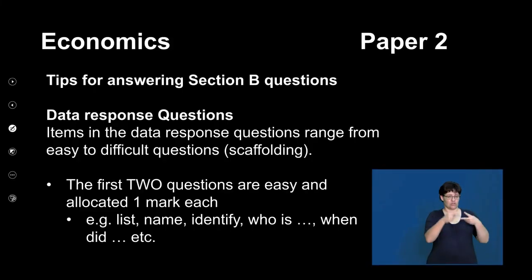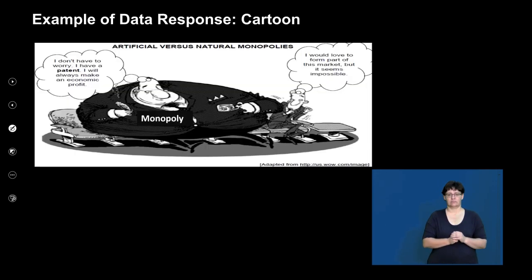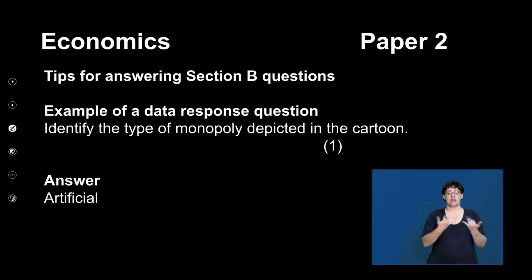And normally our first 2 questions get a mark allocation of 1 each. These are your list, name, identify type of questions, right? There is our cartoon again. Let's look for an example. This is an example of a question. It says, identify the type of monopoly that is depicted in that cartoon there.